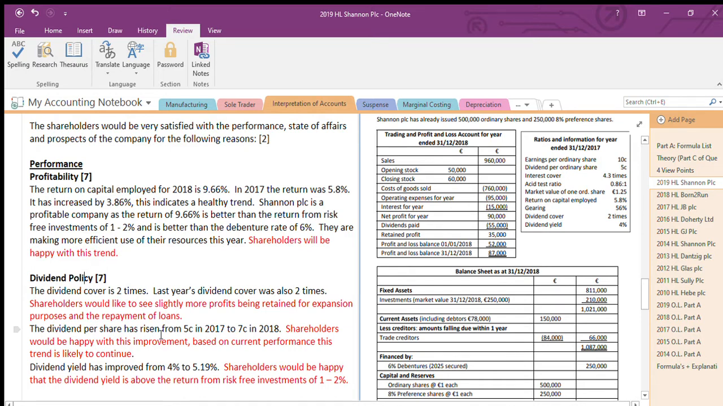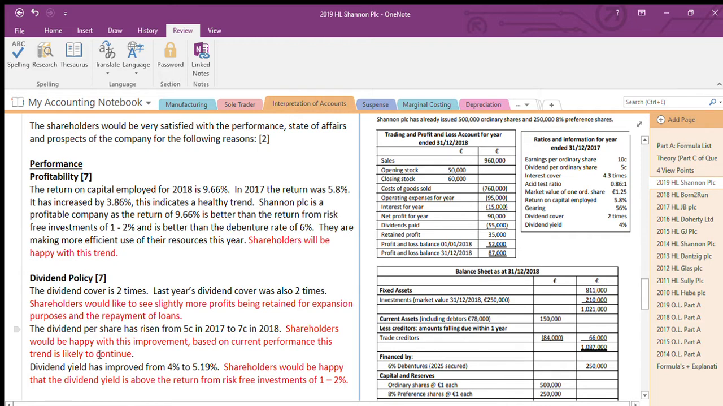So dividend per share last year 5 cents, this year 7 cents. Shareholders will be happy because dividends have gone up. Dividend yield last year 4% given here. This year 5.19%. Shareholders will be happy.